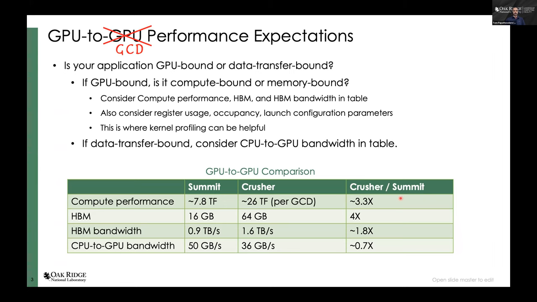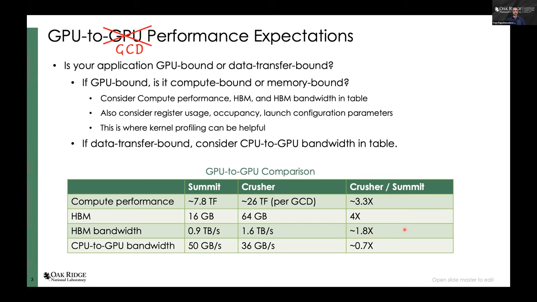But if you're memory bound, then you'd need to look at this third row to see, okay, so it's about 1.8 times as fast on the HBM bandwidth on Crusher than it is on Summit. And so if I'm memory bound, then this is the performance increase that I might be expected to see, or something close to this. It's of course not as cut and dry as this, but I'm just pointing this out as sort of a rough back of the envelope what you might expect to see.